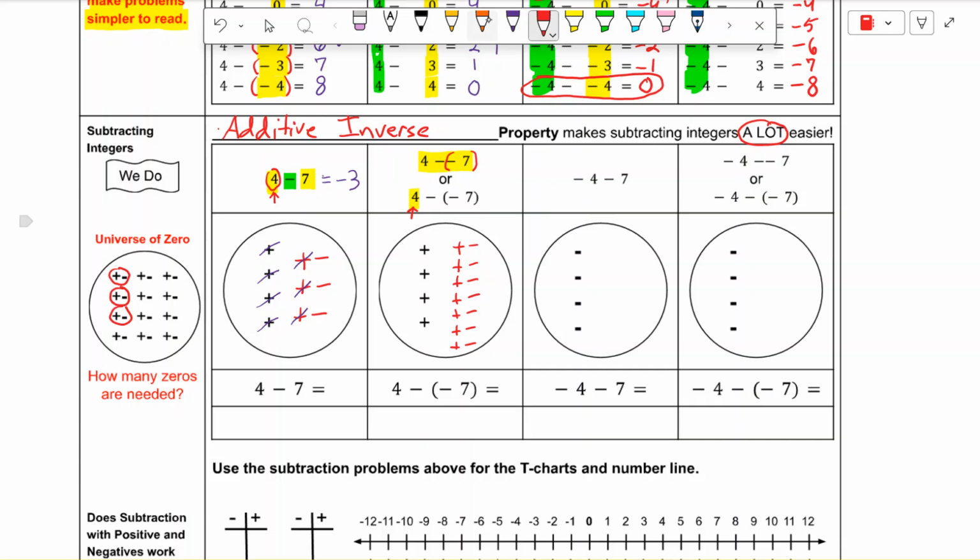So what we'll do here is we will take away, right here it says take away the 7 negatives. Okay, let's do that. Take it away. 1, 2, 3, 4, 5, 6, 7. So what's left over in the circle? There are 11 positives, and that's the answer. 11.